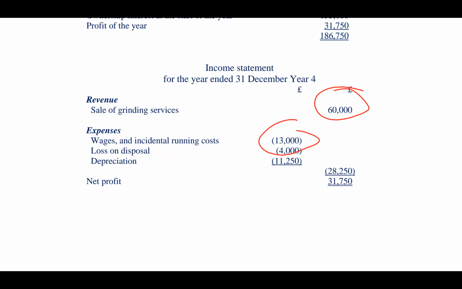Net profit, therefore, is equal to 31,750. Does my good friend have any question? No, sir.